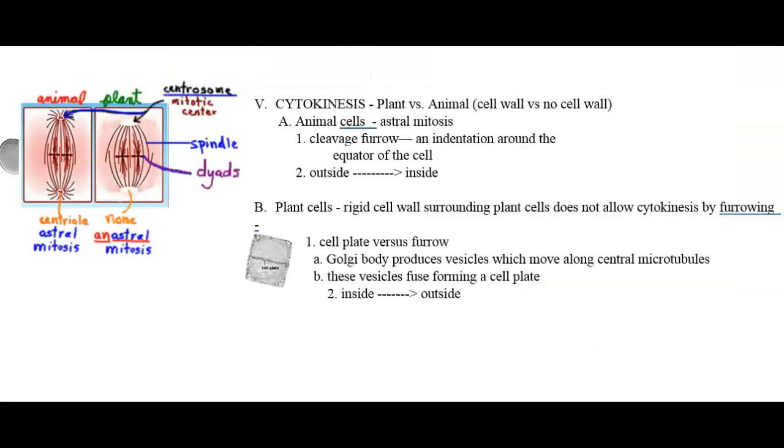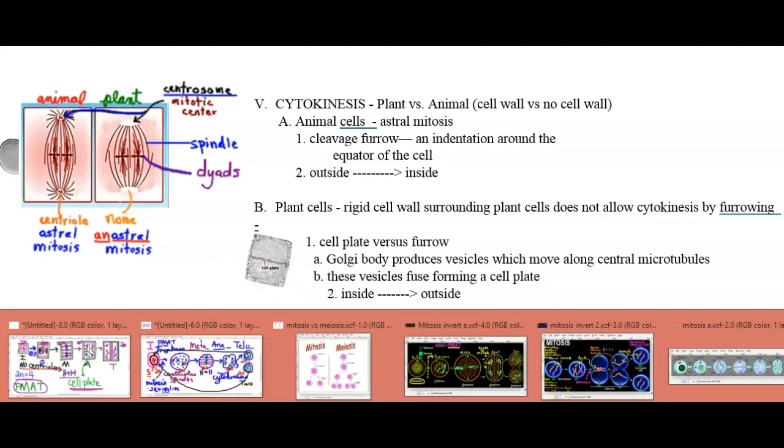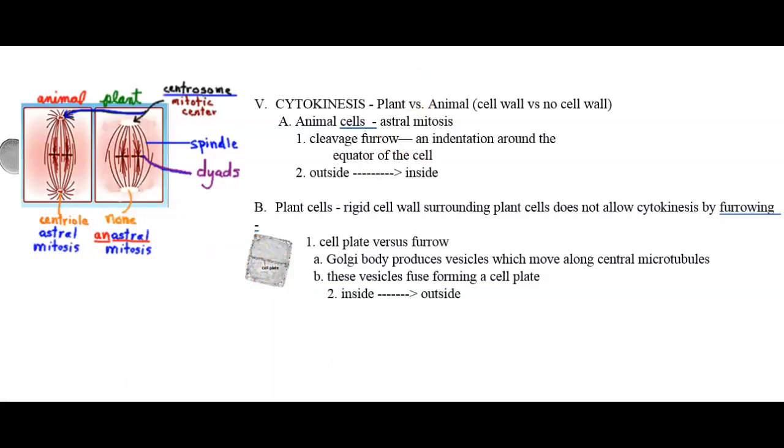Alright, last, what we're going to do is look at some differences between plant cells and animal cells. Again, we're really looking at cell wall versus no cell wall. Animal cells. Astral, right over here. Astral just means like a star. So the centrioles have these little fibers around them. It makes it look like a star.